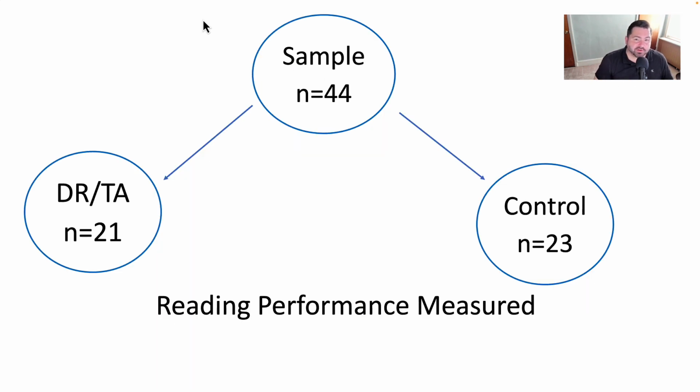And so a group of researchers took 44 individuals and they assigned them to either directed reading strategies or to control strategies. And at the end of the intervention, they assessed the reading performance of both groups.